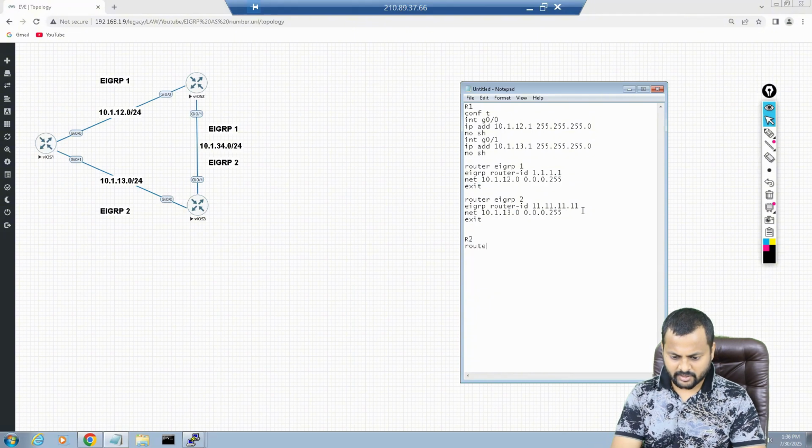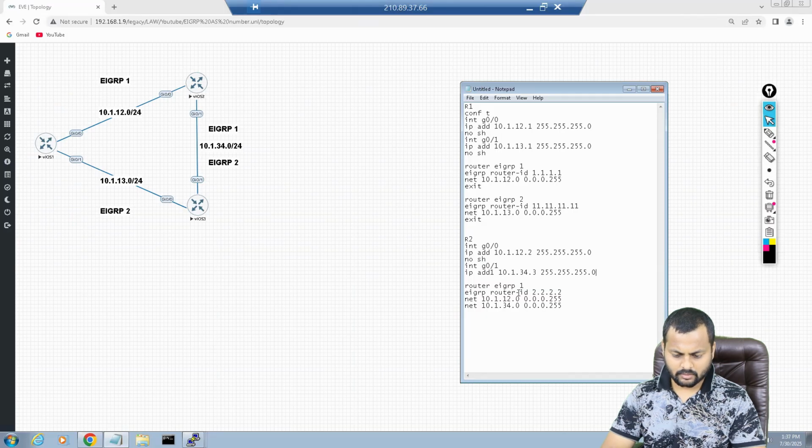Now on R2, also router EIGRP number 1. The EIGRP router ID will be 2.2.2.2. I'm going to advertise my networks over here, and over here as well. That's good. I forgot to configure the IP addresses on R2. Interface Gig 0/0, IP address will be 10.1.12.2/24, no shutdown. Interface Gig 0/1, IP address will be 10.1.34.3/24. It should be 3, oh, that's fine, I'll take 34.2 as the example right now. That's good, and no shutdown.